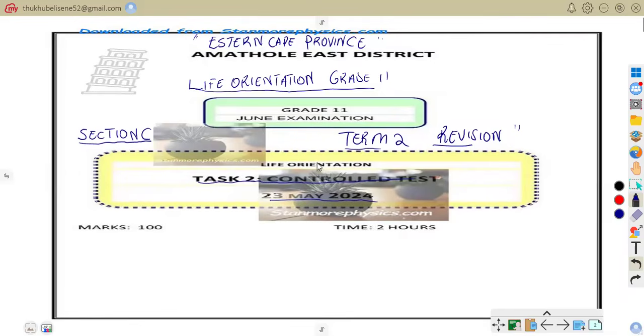So today we are going to be on Life Orientation, Grade 11, Term 2 revision. We are going to do Section C. Remember that in our previous presentation, we did Section A and Section B of the very same question paper, which was written in Eastern Cape Province in Amatole East District, on 23 May 2024. So this is the last part of the very same question paper. Now we are on Section C.